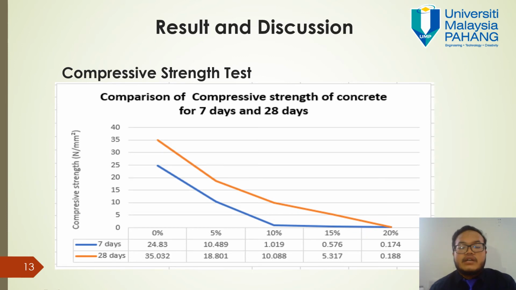All the ratios have higher compressive strength at 28 days of curing because the samples have gained their maximum strength. The highest compressive strength at 28 days is the concrete cube with 0% Kenaf core, that is 35.302 Newton per millimeter squared. Same goes to the water curing process for 7 days, with the compressive strength of 24.83 Newton per millimeter squared for the 0% of Kenaf core.